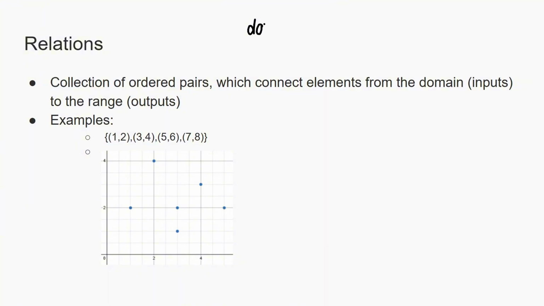The domain is often known as the x-values in a function or relation, and the range is going to be the y-values. Relations can be shown in many ways, like a set of ordered pairs, a graph, or a table. Now, let's go over the first one to see if we can identify the domain and range.